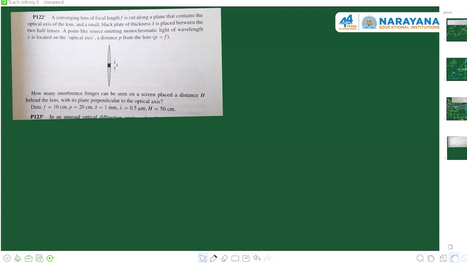The problem is like this. There is a converging lens, focal length is f, and it is cut along a plane that contains the optical axis of the lens, and a small black plate of thickness delta is placed between the two half lenses. So he has cut the lens, he has shifted the two segments apart, delta by 2 each. In the middle section, he has filled up an opaque, blackened object.